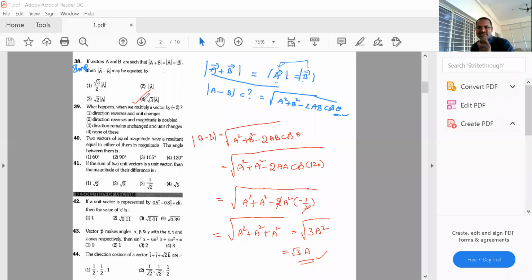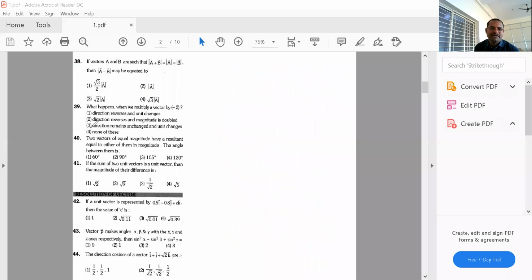I hope you understand this very clearly. So first, from this given condition, I am finding what theta is, and from that I am substituting in this equation. I get the answer. Clear? Question number 38 is over. Next, question number 39.